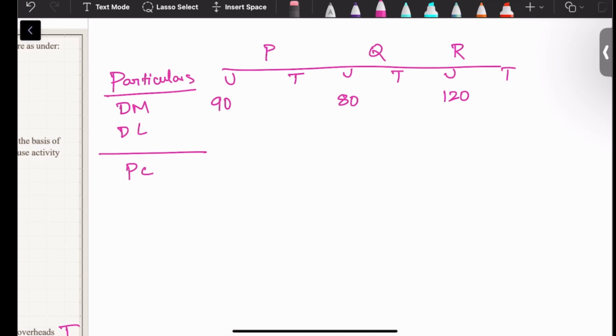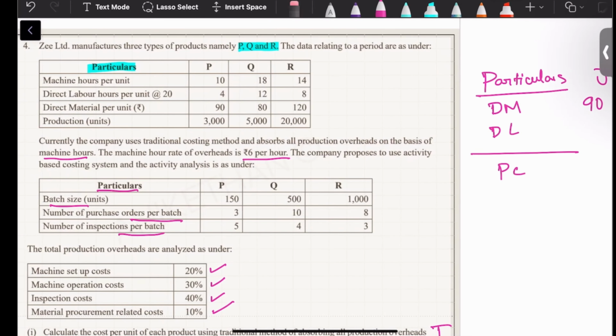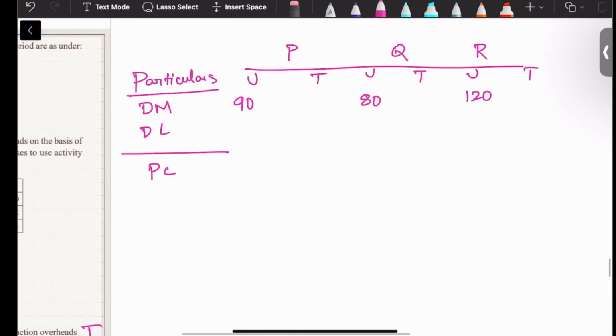And next, when it comes to direct labor, you have to be careful whether it is per unit or per hour. So here it's given labor hours per unit at 20 per hour. So that means I have to multiply each hour by 20. So for P it will be 80, Q it will be 240 and for R it will be 160. So the same I will reproduce here, 80, 240 and 160. So now I can get my prime cost.